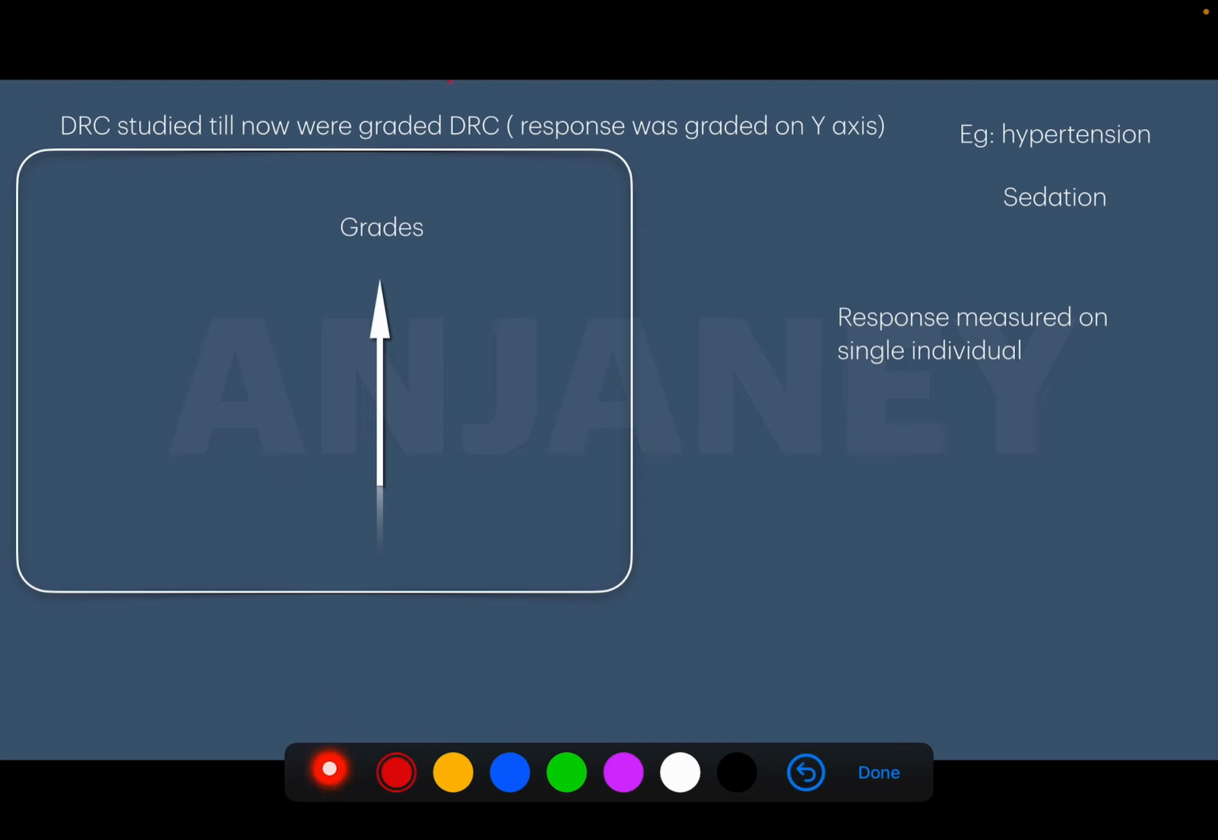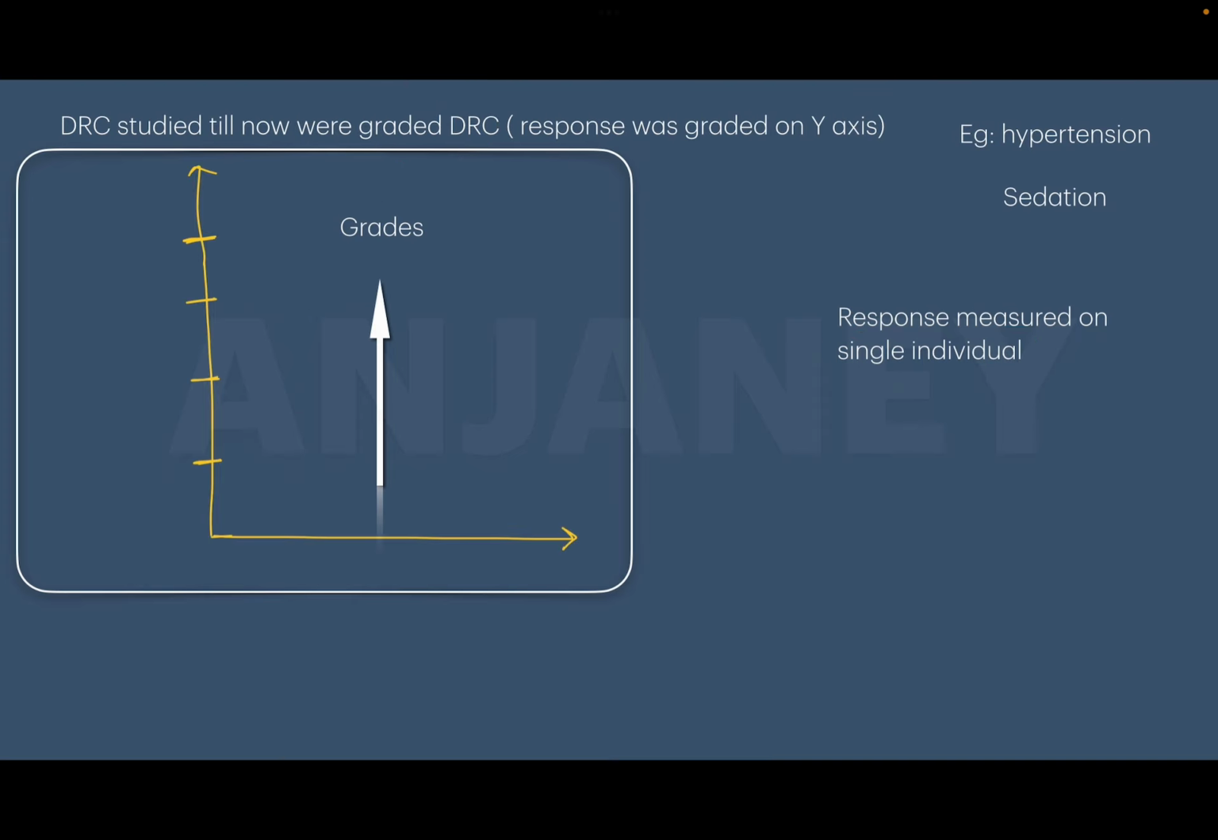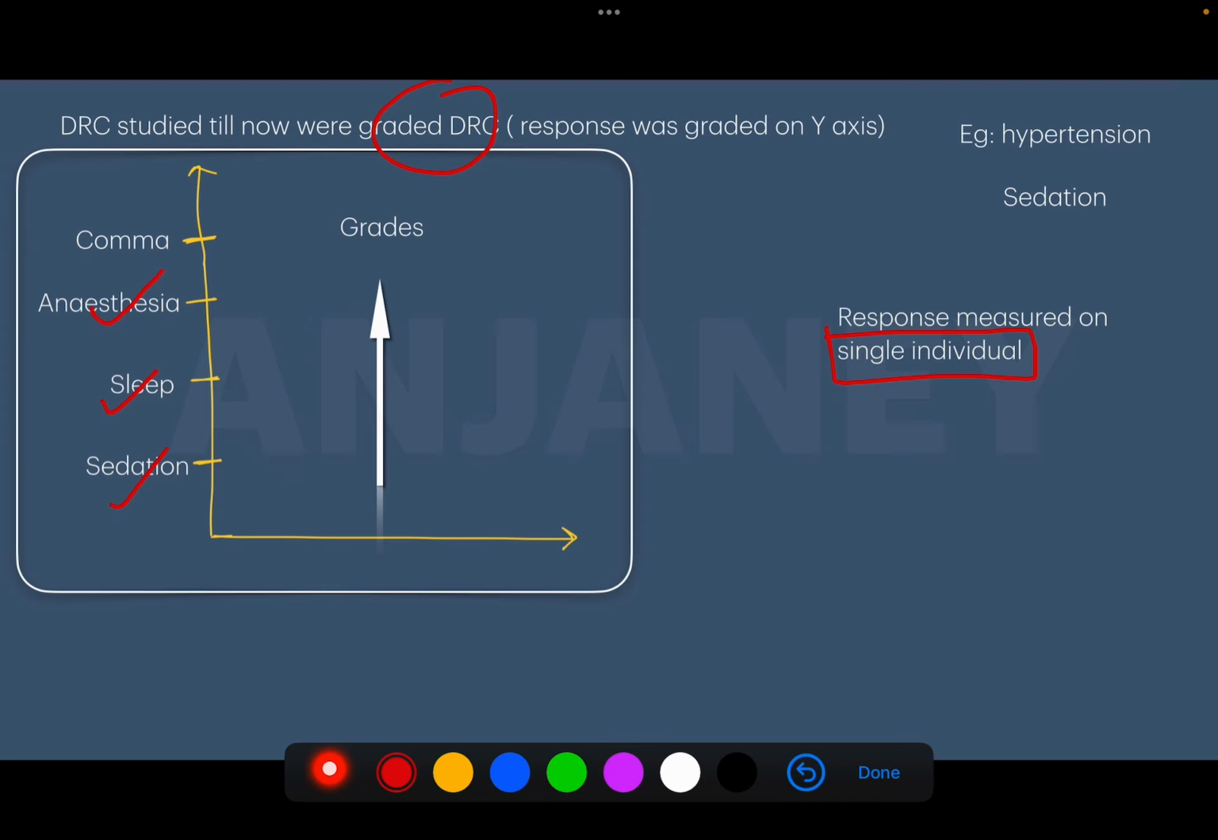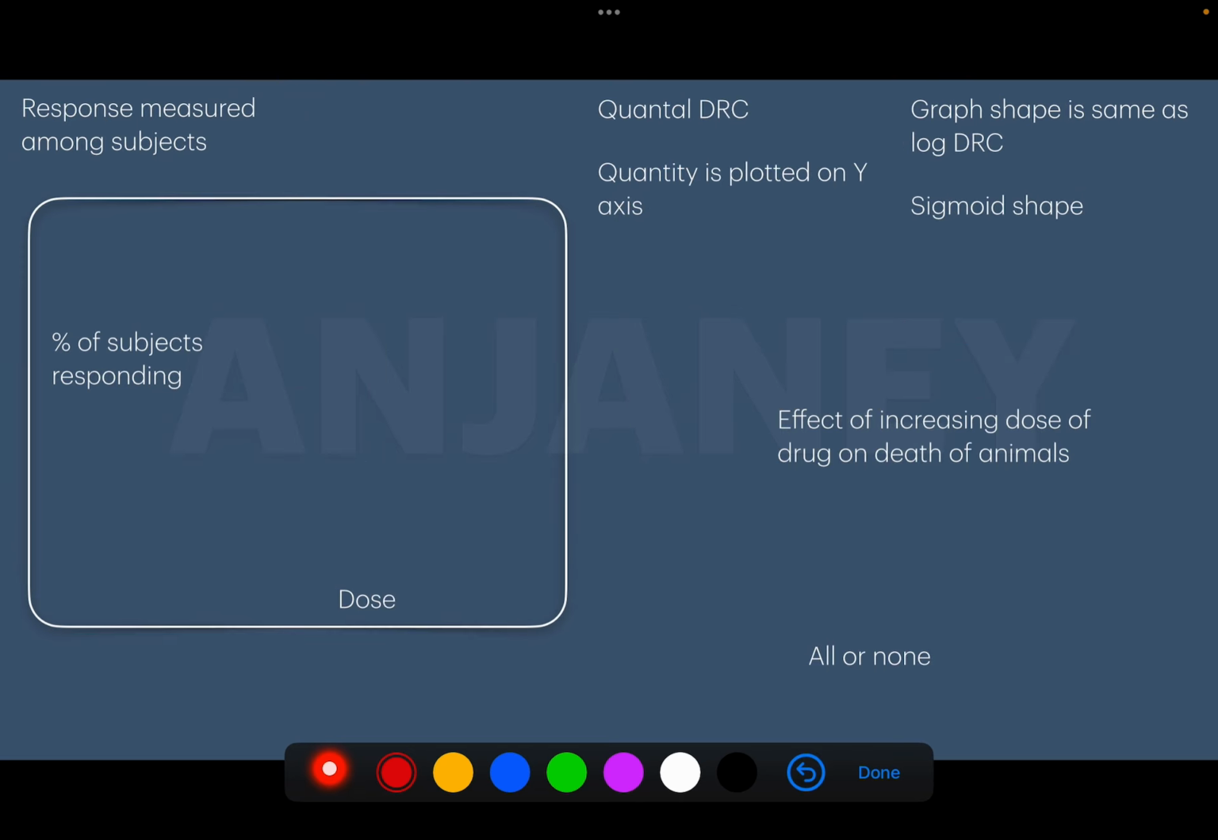Graded DRC. What does graded DRC mean? It means we are measuring the response in a single individual, for example how much the hypertension of that individual is increasing. Either the person is in sedation, sleep, or anesthesia while increasing the dose. So it is all measured on a single individual. This is called graded DRC. Upcoming, we have quantal DRC.